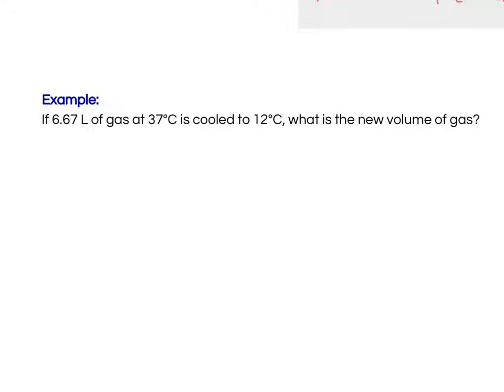Okay, so I'm going to highlight some of my givens here. I'm given 6.67 liters, and that is an initial volume, so I'm going to call that V1. Oops, let me switch to a different color. Okay, so V1 is equal to 6.67 liters. My T1, I'm going to assume in this question, is 37 degrees Celsius.